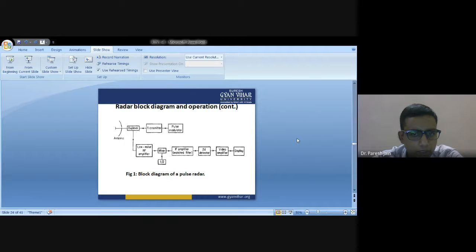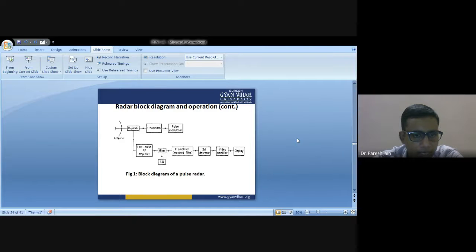Pulse modulator consisting of the modulation unit and magnetron unit that will generate the high power microwave signals, and duplexer switch. Duplexer switch is working as a TR and ATR switch. TR is a transmit receive section and ATR is anti-transmit and receiver switch. So duplexer is a switch which works as a transmit and receive at one time.